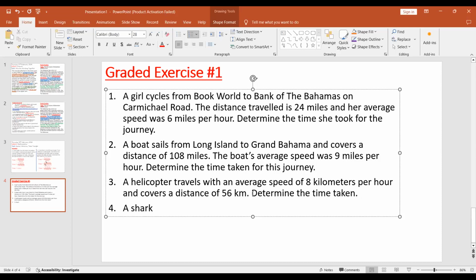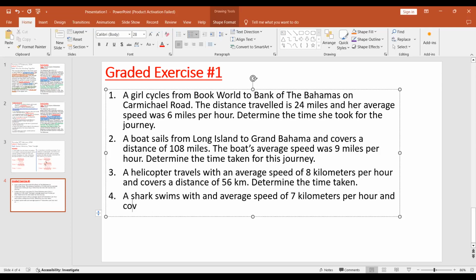A shark swims with an average speed of 7 kilometers per hour. Covers a distance of 42 kilometers. Determine the time taken.